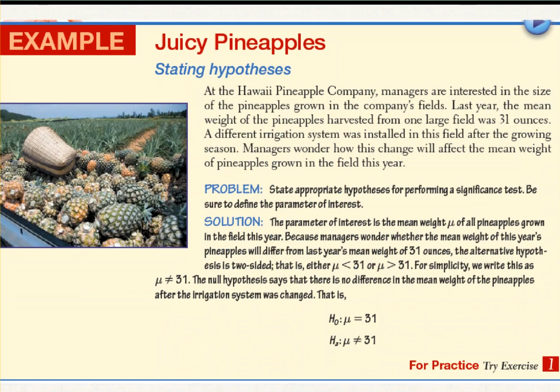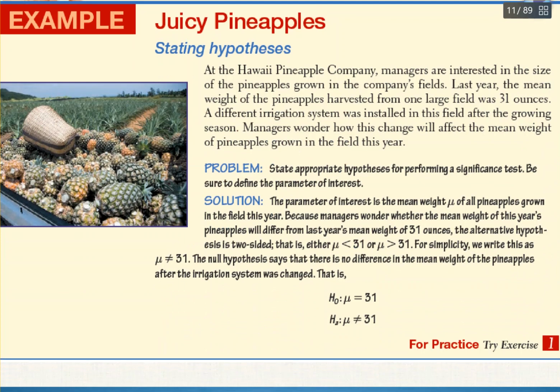All right, so here's an example. At the Hawaii Pineapple Company, managers are interested in the size of the pineapples grown in the company's fields. Last year, the mean weight of the pineapples harvested from one large field was 31 ounces. A different irrigation system was installed in this field after the growing season. They wonder how this change will affect the mean weight of pineapples grown in the field this year. State the appropriate hypotheses for performing a significance test. Be sure to define the parameter of interest.